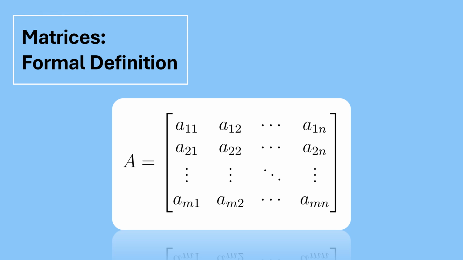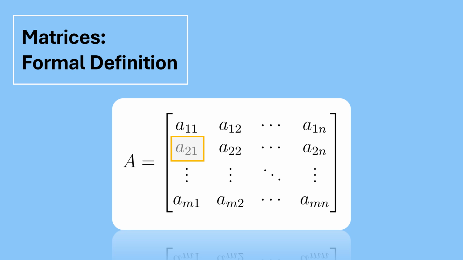Now, let's formally define a matrix. A matrix is a rectangular array of numbers, symbols, or expressions arranged in rows and columns. Each number in the matrix is called an element, and its position in the matrix is specified by a pair of numbers, one for the row and one for the column. For instance, the element in the second row and first column is identified as the element at position 2, 1.